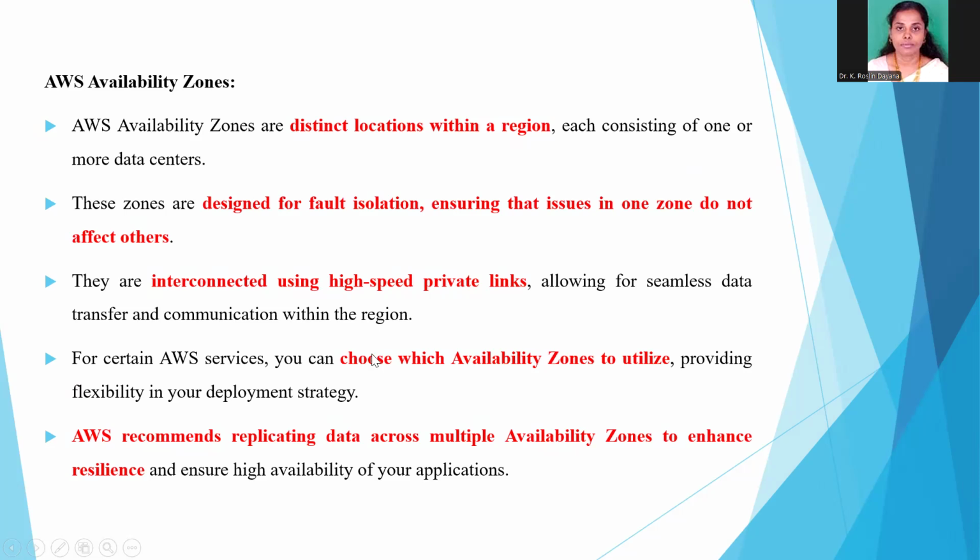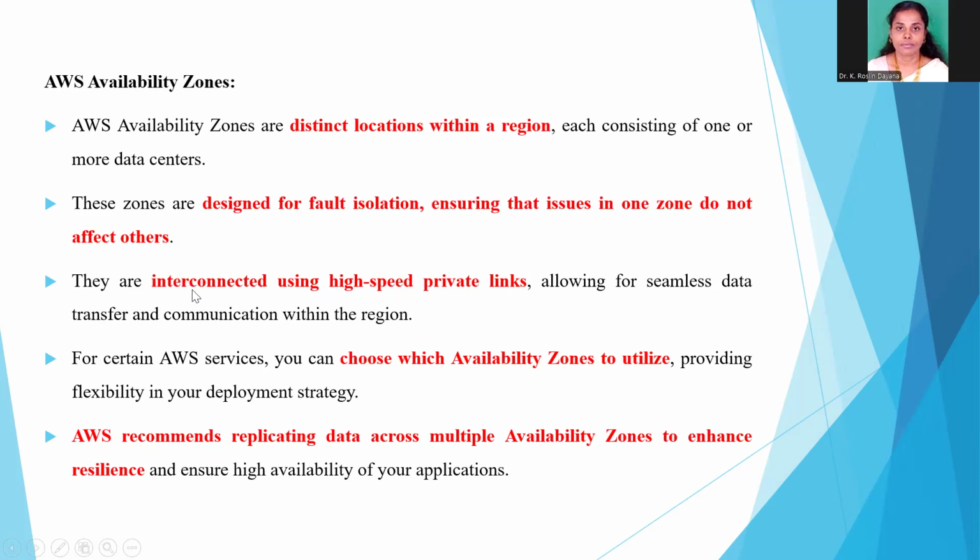Next one, after regions, we will see AWS availability zones in global infrastructure. Availability zones are distant locations within a region, each consisting of one or more data centers. In each region, multiple availability zones will be there in AWS. These zones are designed for fault isolation, ensuring issues in one zone do not affect the other zone. So each zone will be working in isolation.